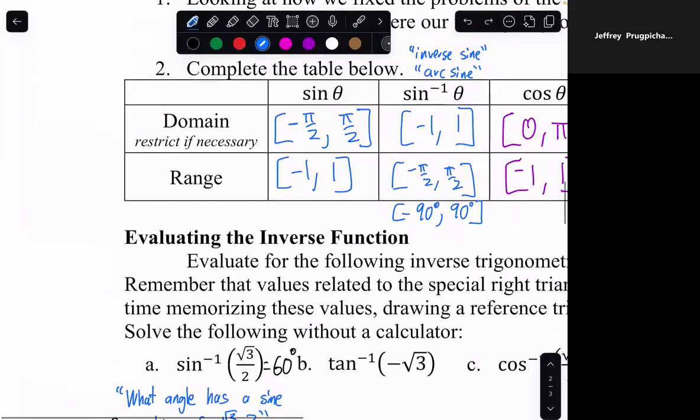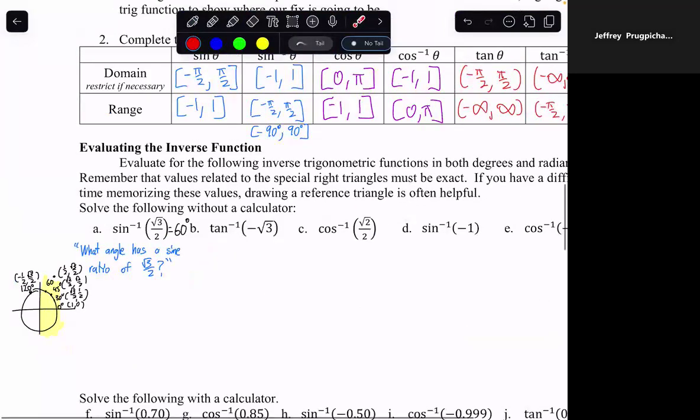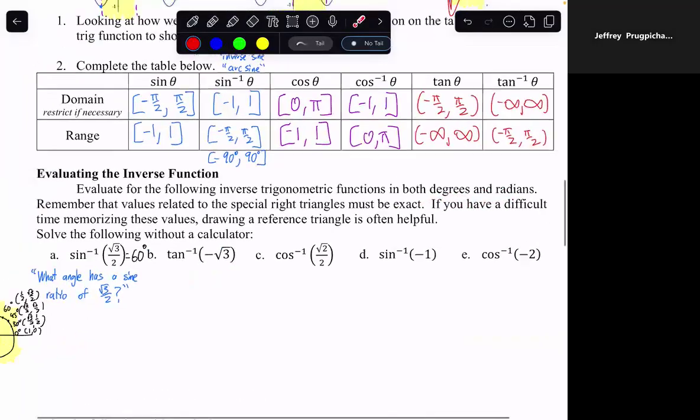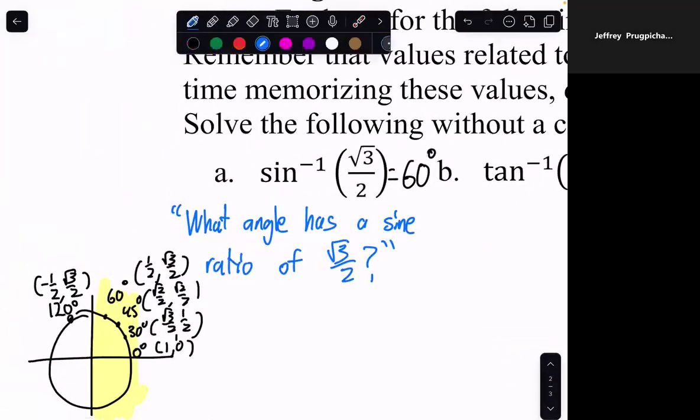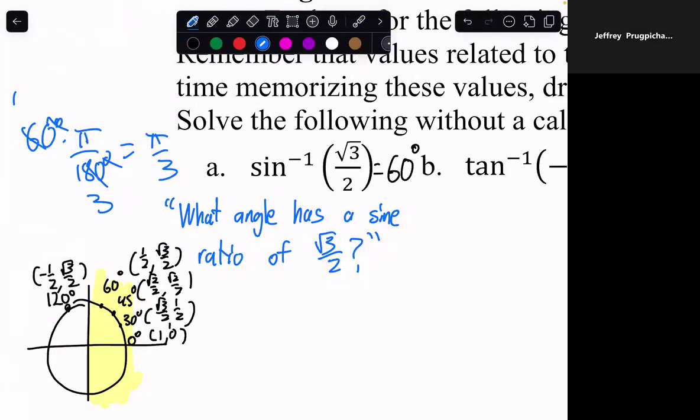So again, inverse sine, the answer needs to come from negative 90 degrees to positive 90 degrees. The answer could only have come from quadrants 1 and 4. It cannot come from quadrants 2 and 3. And I did say in both degrees and radians, so let me convert 60 degrees to radians real fast. So 60 degrees, or pi/3 radians.